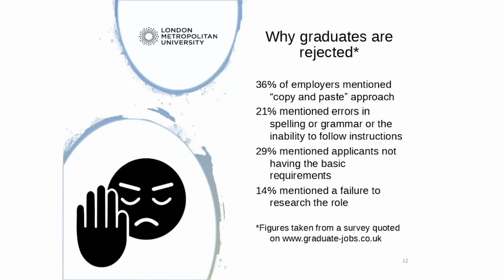29% of employers mention applicants not having the basic requirements. So that goes to those essential criteria: make sure that you meet all the essential criteria. If not, don't bother applying. And 14% mention a failure to research the role. So again, research is highly important, and that was mentioned earlier by Liam and Nick. And there's the link here where you can find the responses to those surveys if you want to find out more.